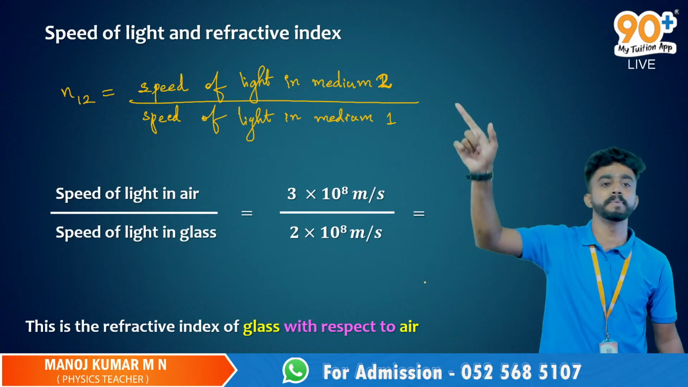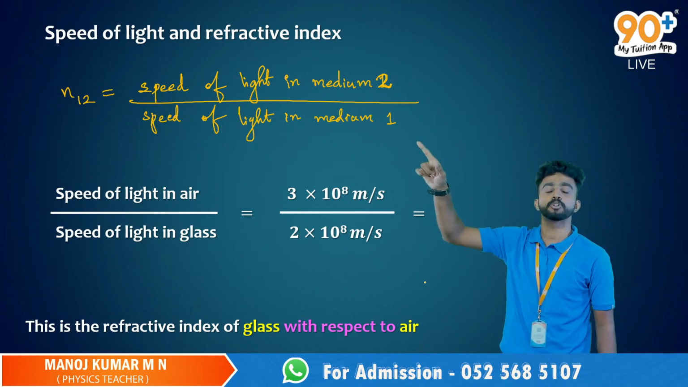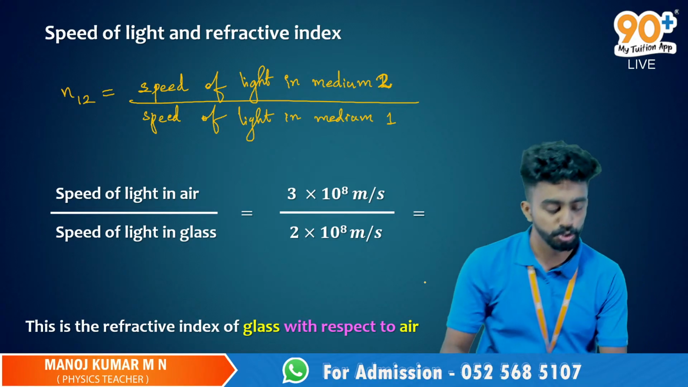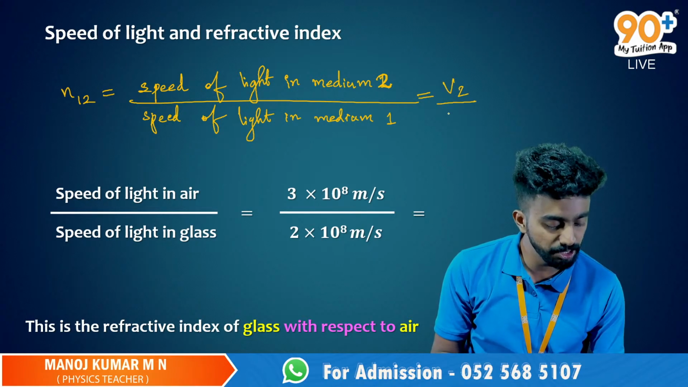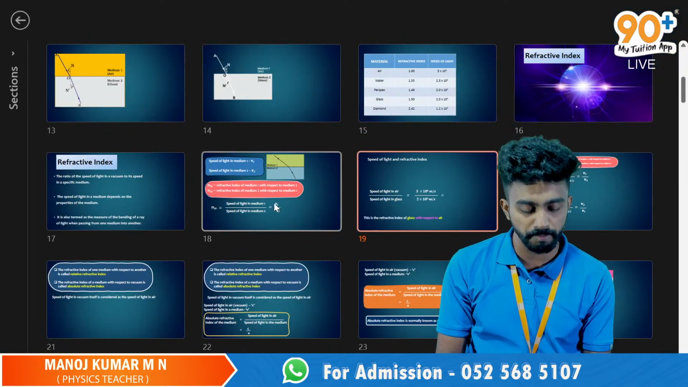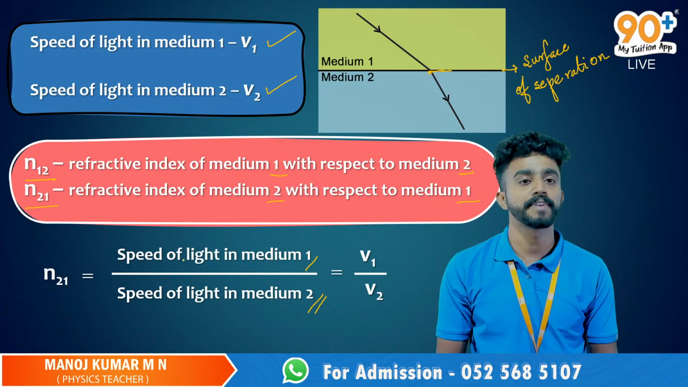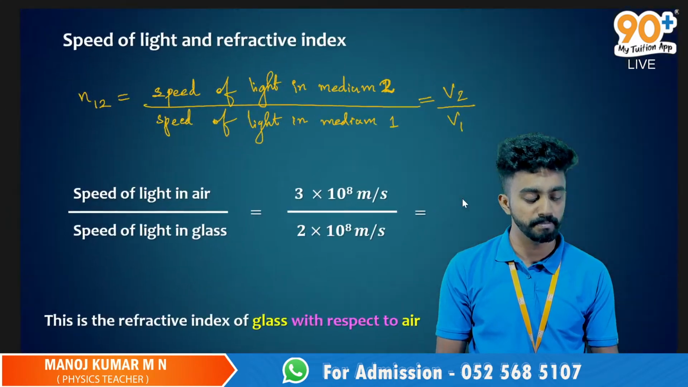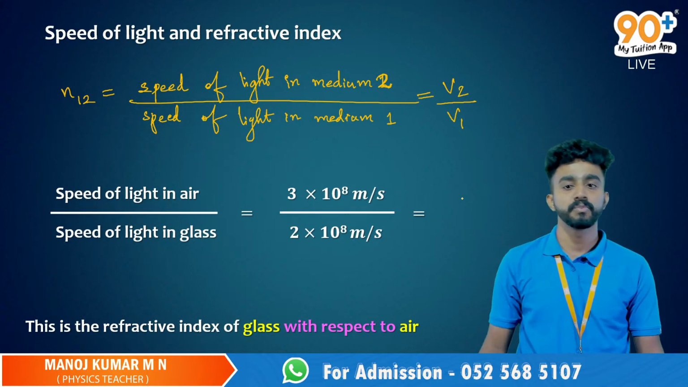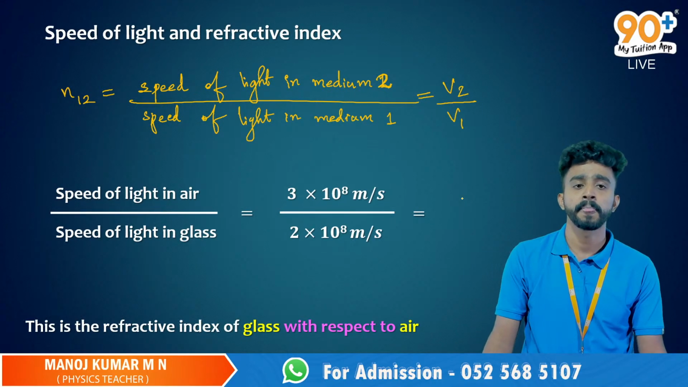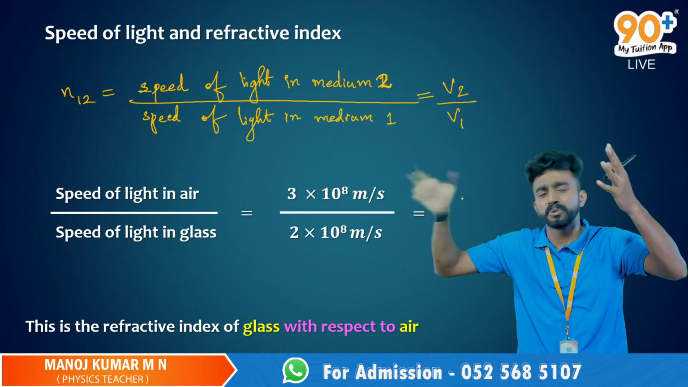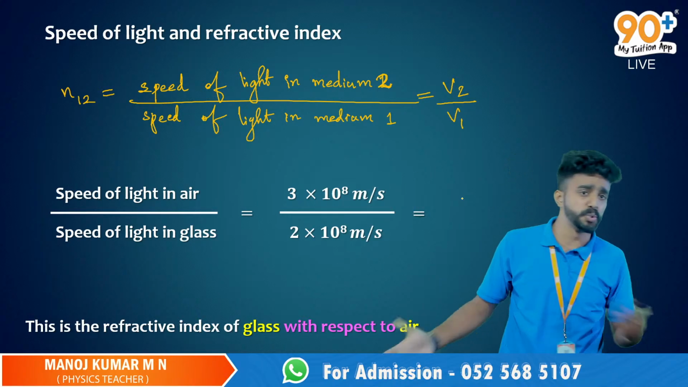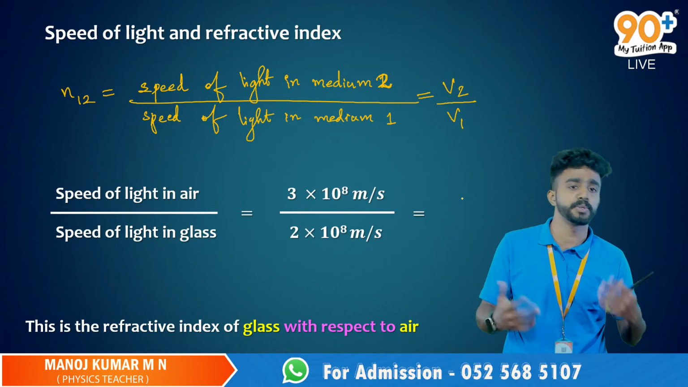So n12 will be speed of light in medium 2 with respect to speed of light in medium 1. So with respect to the denotation, we can write it as v2 divided by v1. Guys, do you remember v1 and v2? Speed of light in medium 2 divided by speed of light in medium 1, v2 divided by v1. Until now you were very confused: n1, 2, n2, 1, speed of light in medium 1, 2 and all.